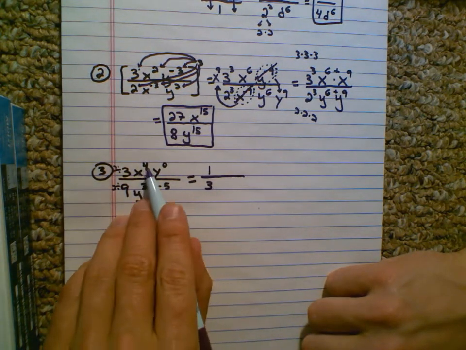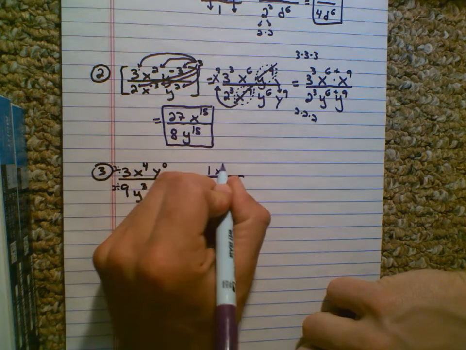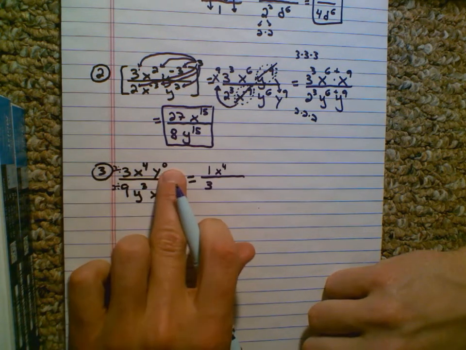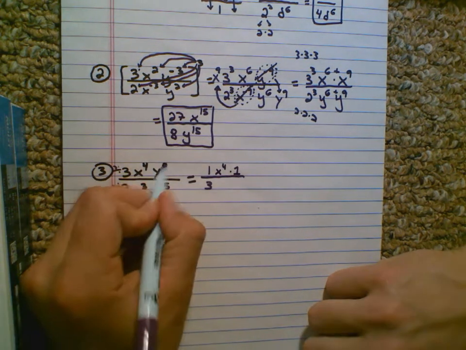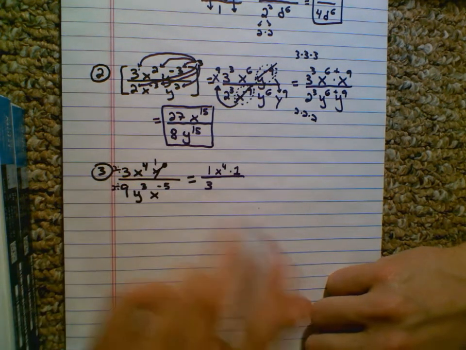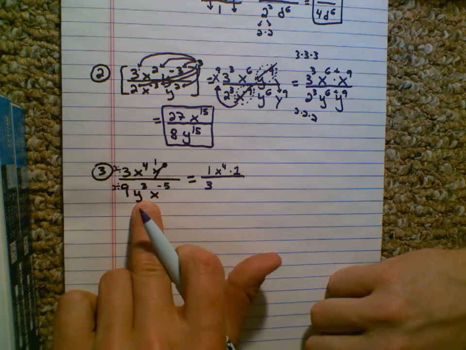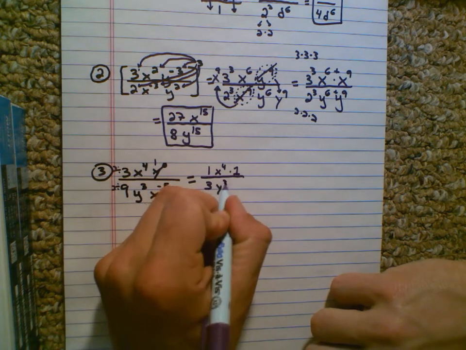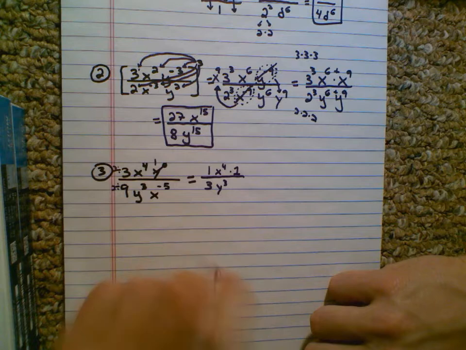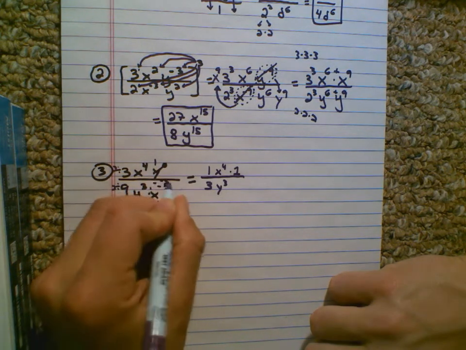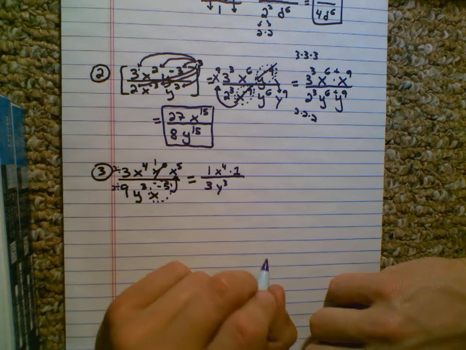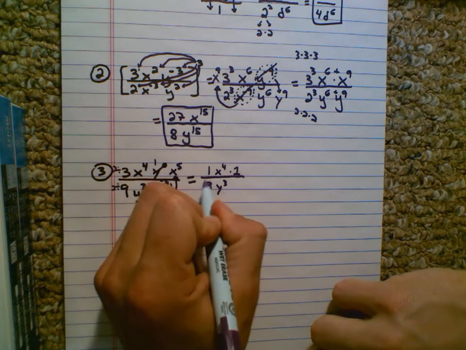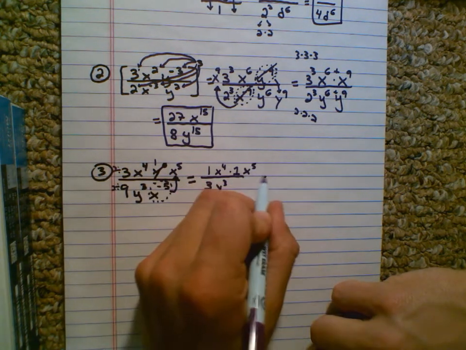Then x to the fourth, that's positive, so I'm going to leave it on top. Y to the 0, anything to the 0 power, I know is equal to 1. So I can get rid of that and make it a 1. Y to the third's positive, so it's going to stay on the bottom. And then x to the negative fifth, negative exponents move to the other side of the fraction, the same thing as the positive exponent. So this x to the fifth is going to swing up.